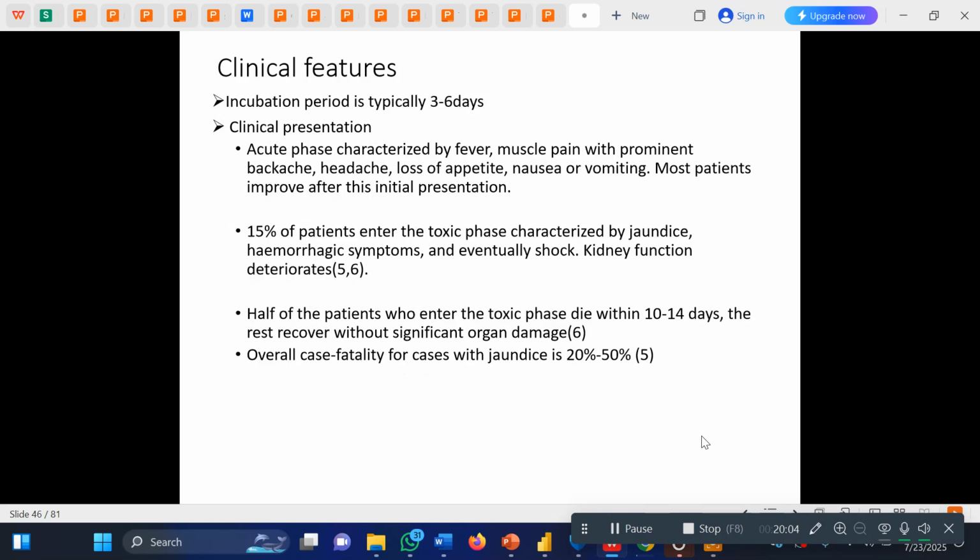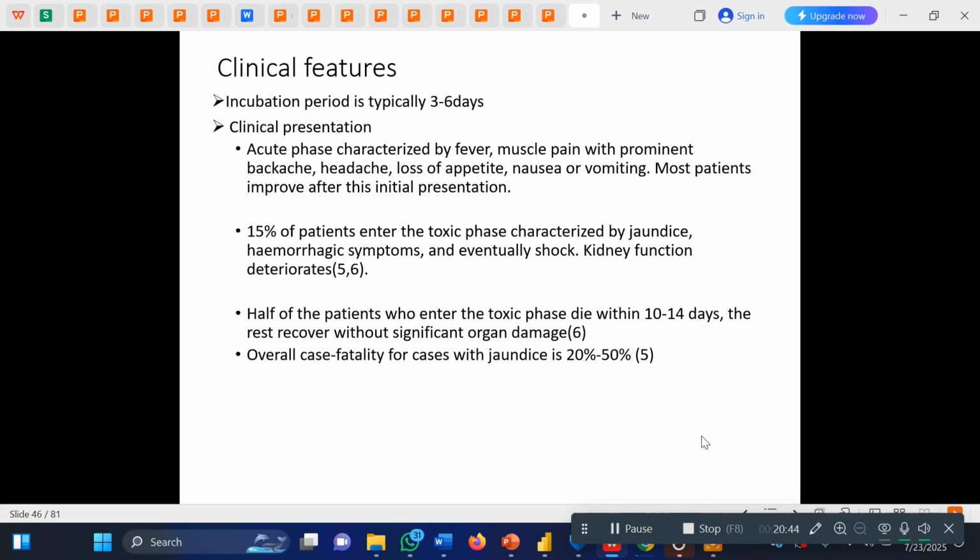What are the clinical features? Incubation period of this virus is typically 3 to 6 days. The acute phase of presentation includes fever, muscle pain with prominent back pain, headache, loss of appetite, nausea, vomiting. Most patients improve after this initial presentation. However, 51% of patients enter the toxic phase, characterized by jaundice, hemorrhagic symptoms such as bleeding, and eventual shock, leading to kidney dysfunction. Half of the patients who enter the toxic phase die within 10 to 14 days. The rest recover without significant organ damage.